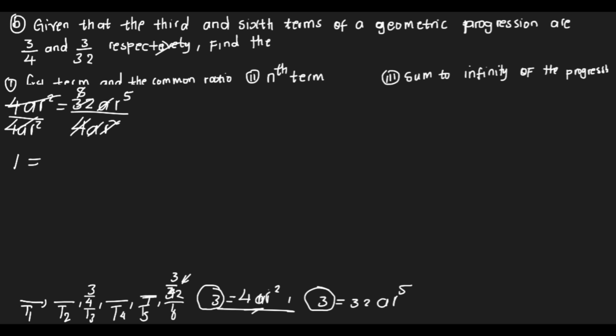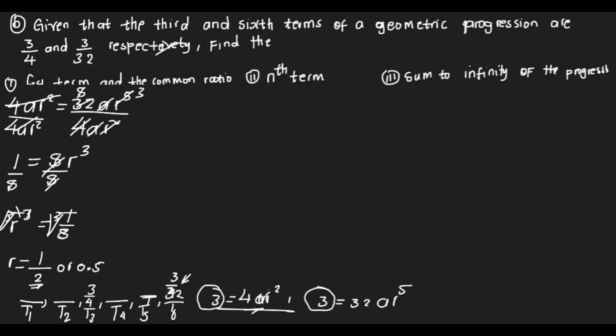Here we have Ar to the power 5, so 2 will be cancelled, remaining with 3. So we have 8Ar raised to the power 3. Then we divide by 8, even here by 8. Then Ar raised to the power 3 is equal to 1 over 8. We can now find the cube root. The cube root of 1 is 1, and the cube root of 8 is 2. So this is our common ratio, 0.5.